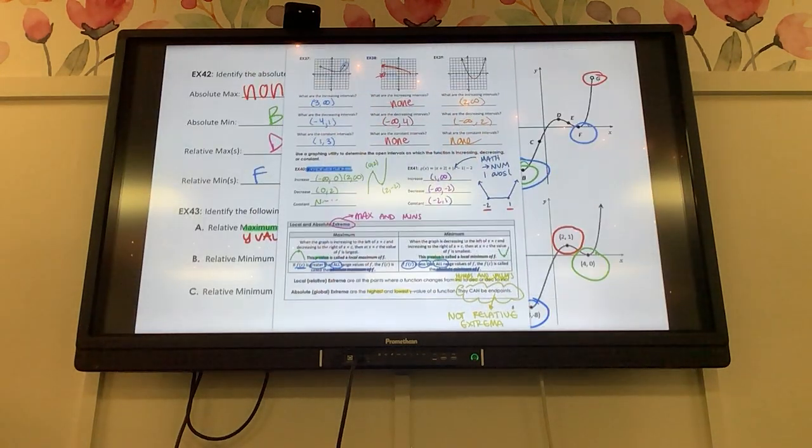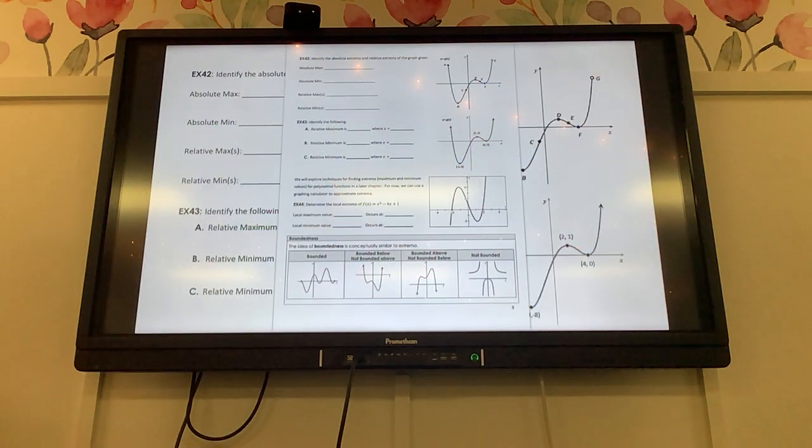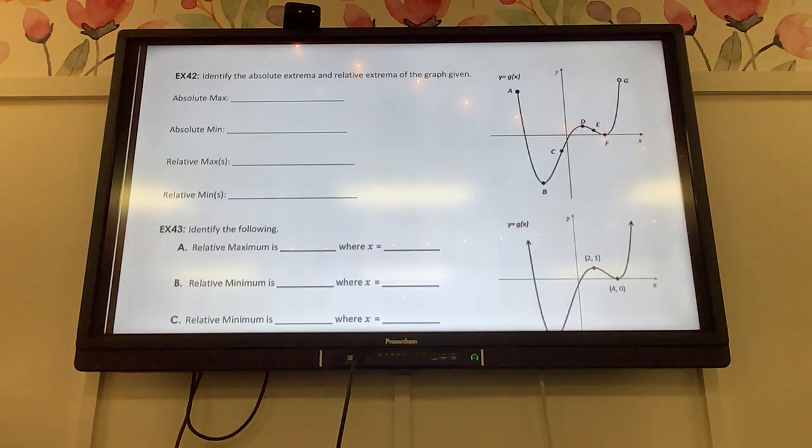All right, so let's look here at this graph. It says identify the absolute extrema and the relative extrema of the graph given.